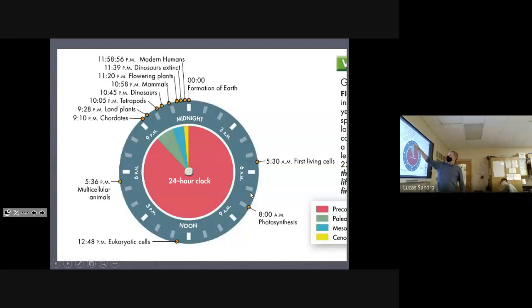And then we see things like backbones, plants, four-legged critters, dinosaurs, mammals, all in the space of like 9 to midnight. Modern humans show up at 11:58 and 56 seconds, meaning about a minute and 4 seconds before midnight. That's how long modern humans have been around in the context of a 24-hour day being the Earth's history. Perspective is good, kind of gives you a sense of what we're talking about here.